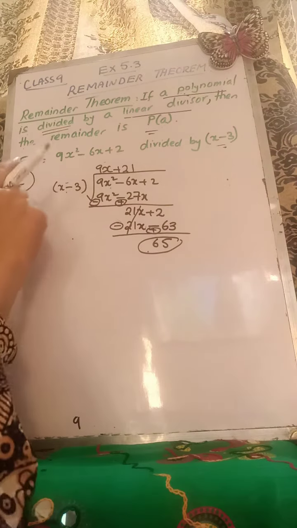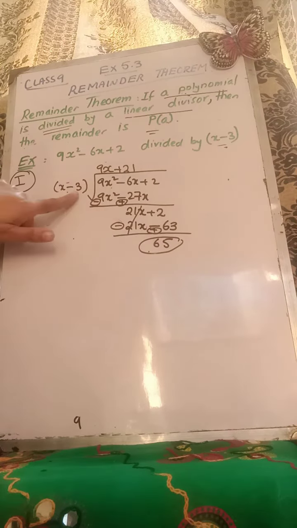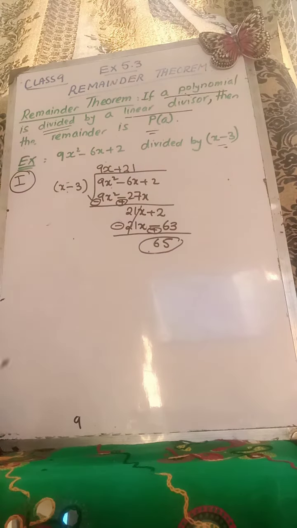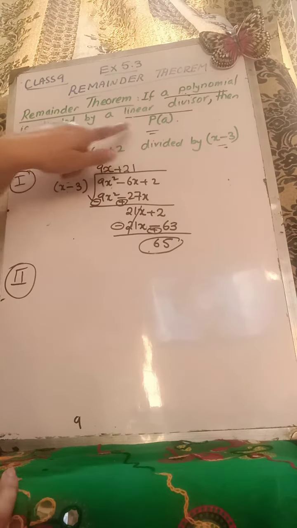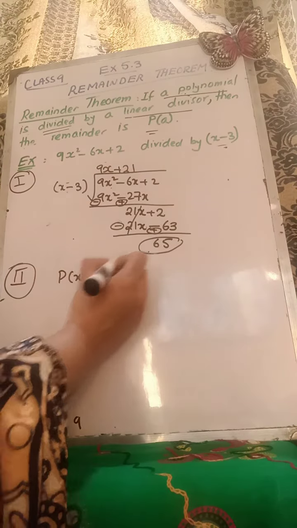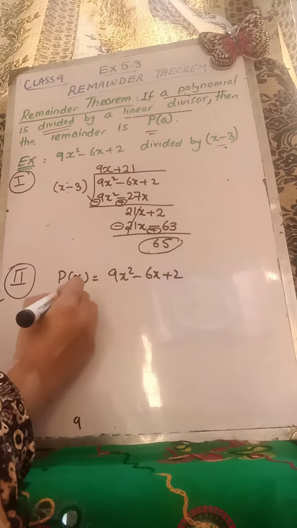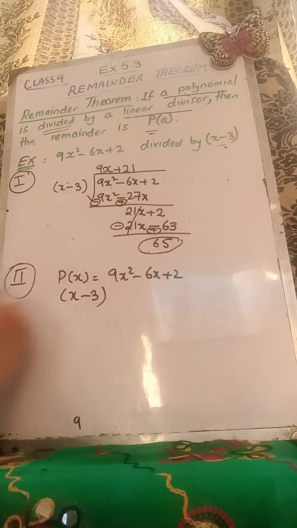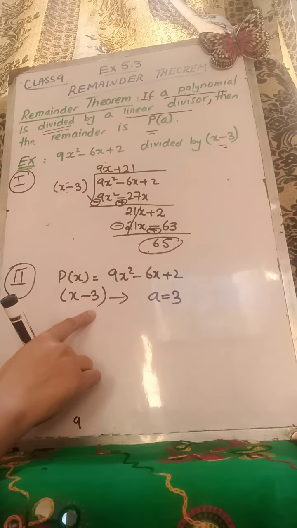Now, according to the remainder theorem, the same number can be obtained by just putting 3 in place of x and finding the value of this polynomial at the point 3. According to the remainder theorem, if a polynomial is divided by a linear divisor, then the remainder is p of a. Over here we have the polynomial p of x, and the divisor is x minus 3. From this, what do we get? a is equal to 3, in x minus 3.